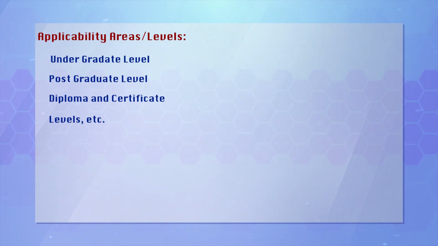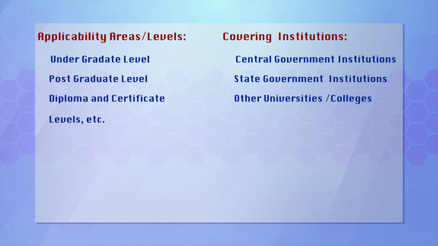Further, what may be the covering institutions under CBCS? Let us see. In fact, different categories of institutions can be covered under CBCS. For example, central government institutions, state government institutions, and many other universities and colleges can be covered under CBCS. Further, what are the stages of assessment covered under CBCS? Truly speaking, the evaluation process under CBCS is quite continuous and comprehensive in nature.